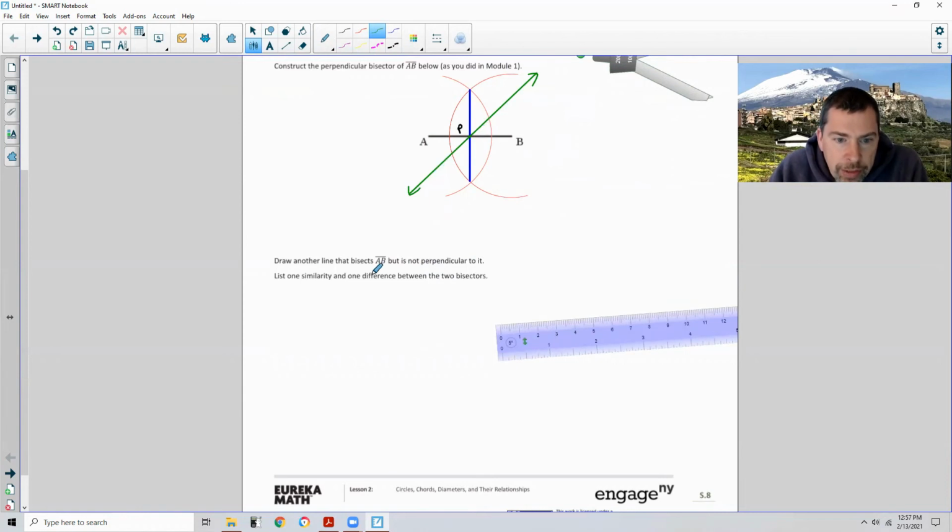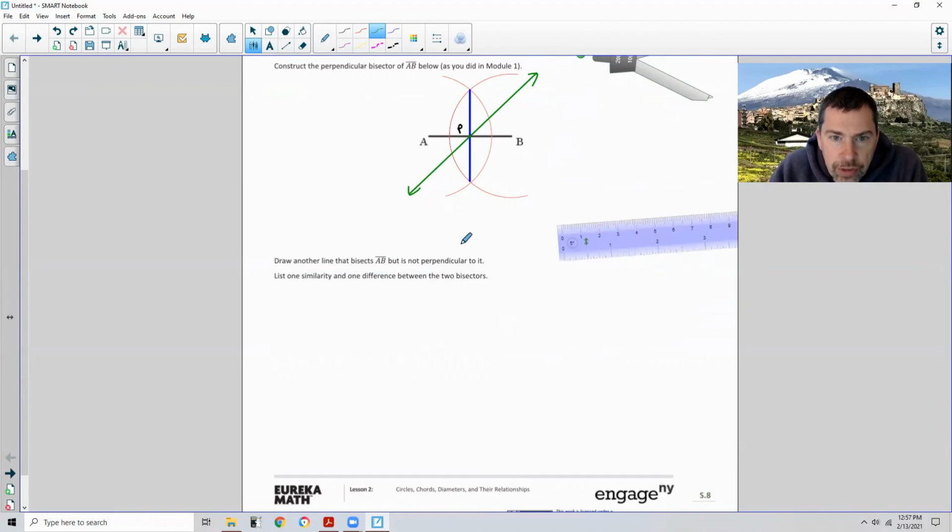List one similarity and one difference. Well, one similarity is it intersected AB at P, but one difference is the lines are not perpendicular. If I called this C and D, I would say AB is not perpendicular to CD. Okay, so there's the difference. The similarity is it's still a bisector, so AP equals BP.